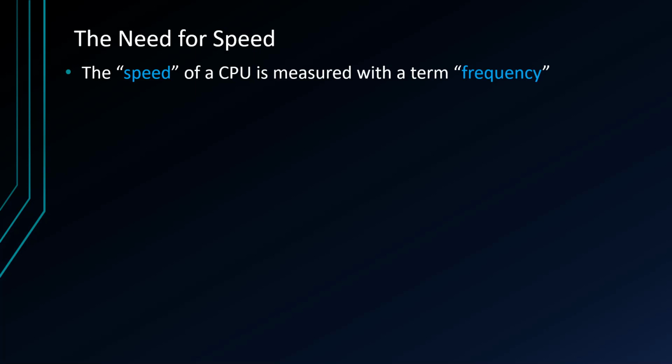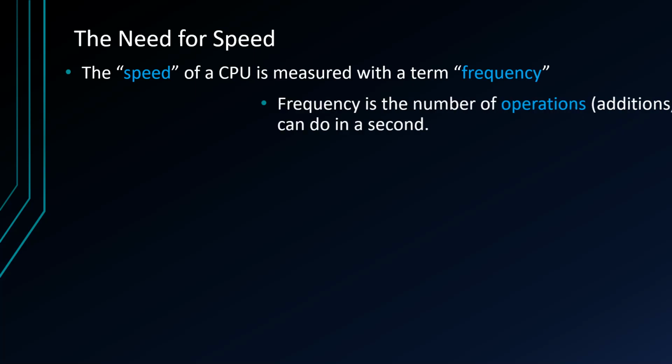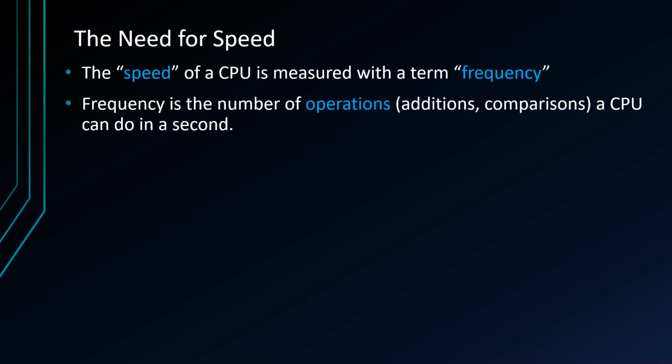A lot of times you'll hear people say, oh, my computer is this fast, or my computer is this powerful. Typically what they're talking about is the speed of the CPU. And we measure that with the term frequency. Well, frequency is a measure of something over a period of time. In the world of computers, it's the number of operations a CPU can do in a single second. And again, a CPU only does two things, additions and comparisons, most of the time. So that's what it's measuring. Frequency is how many operations a CPU can do per second.